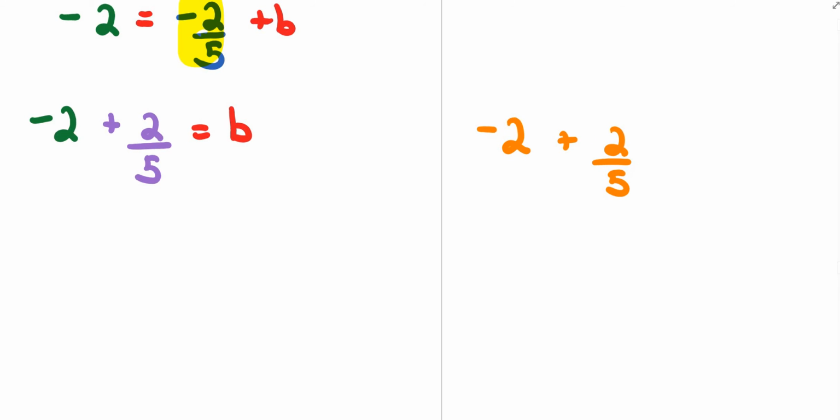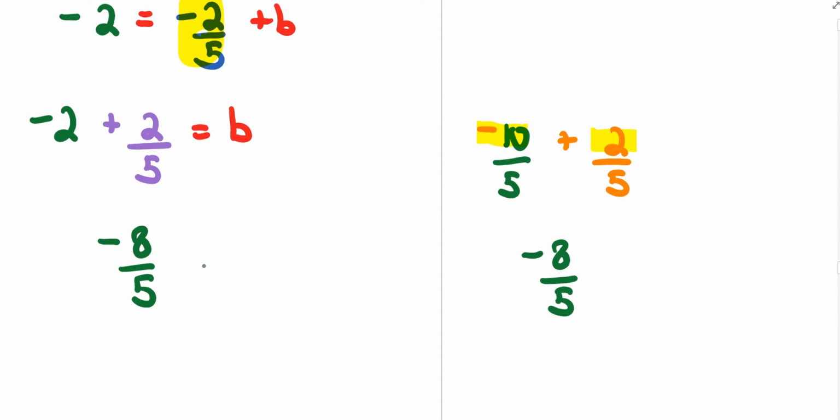So basically I need a common denominator, right? This is now technically over 1 here. So I need to multiply the top and bottom by 5. So that means this will become a 5, and if I multiply the top by 5, this 2 will now become a 10. Now, if I take my negative 10 and add 2 to it, that gives me negative 8 over 5. So negative 8 over 5 equals b.